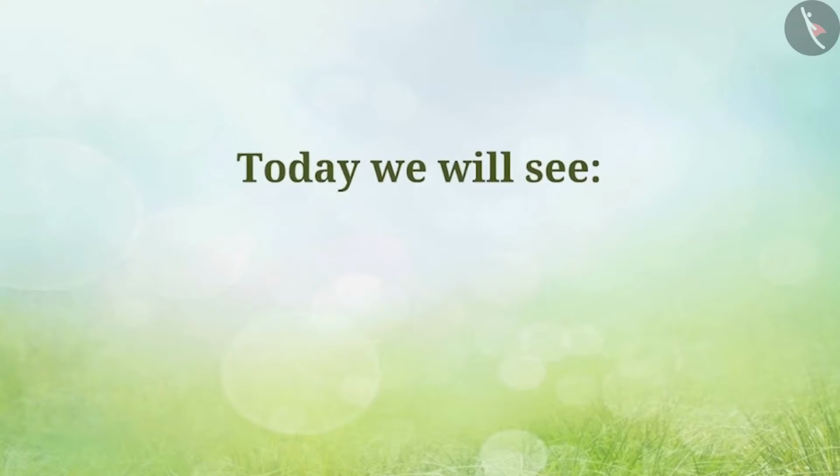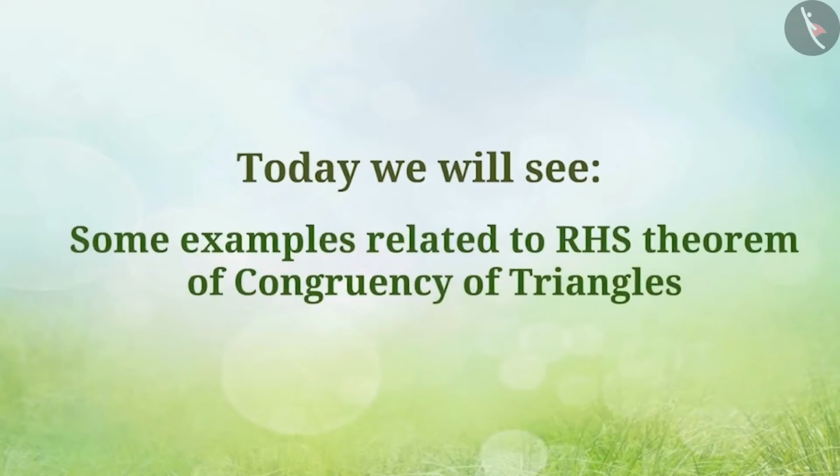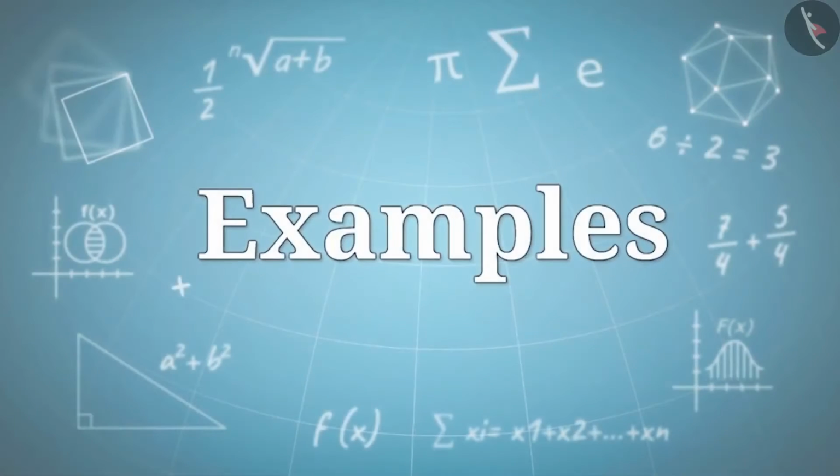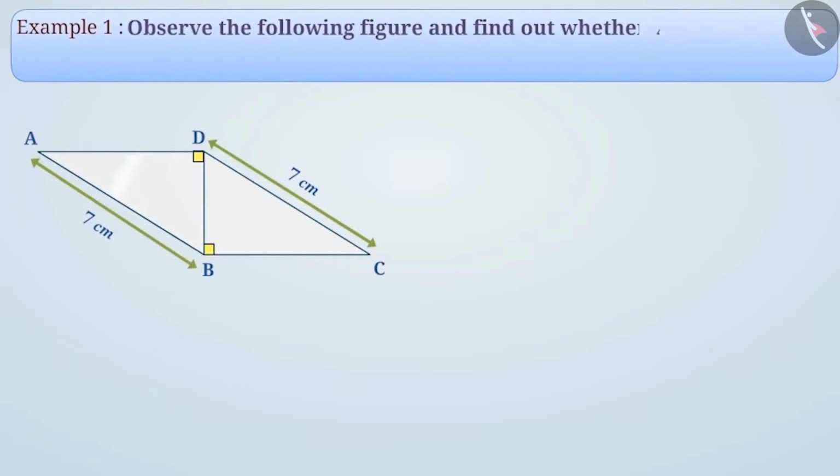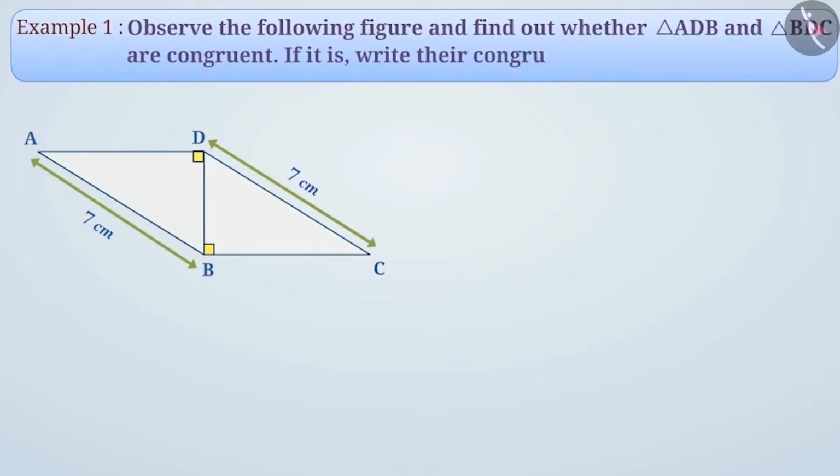Today we will see some interesting examples related to the RHS theorem of congruency of triangles. Example 1. Observe the following figure and find out whether triangle ADB and triangle BDC are congruent. If it is, write their congruence relation.